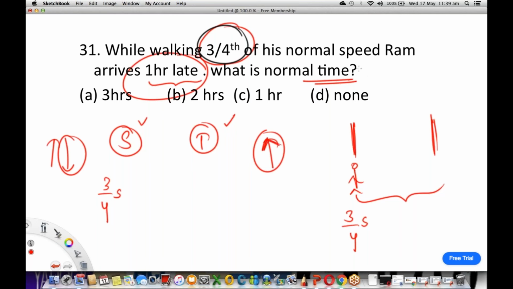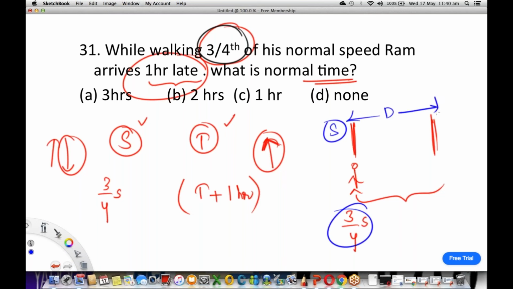Then what is the normal time he's asking? If he is moving with 3/4 of the speed and he was late by 1 hour, the time is t plus 1 hour. Actual time is t, so now it is t plus 1 hour. He is asking what the actual or normal time is, so simply he is asking for the value of t. Whether he is moving with the usual speed, 3/4 of the speed or 5/4 of the speed, whatever it may be, he will travel the same distance. There is no difference in the distance traveled. So the distance traveled in the first case should be equal to the distance traveled in the second case.